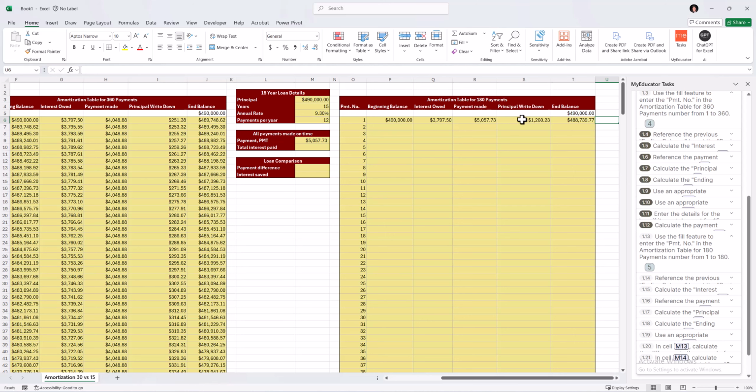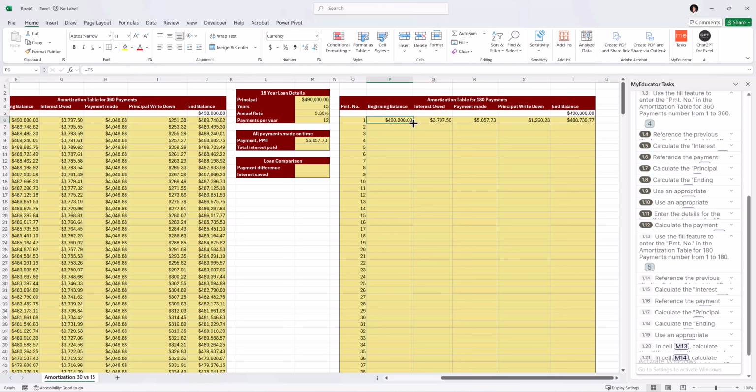So notice that for this 15-year mortgage, the payment is different, but the interest owed is the same because you're paying 1 month's worth of interest on $490,000. So all of the extra payment is going to write down the principal. You have a big $1,200 principal write down compared to only $250 over here.